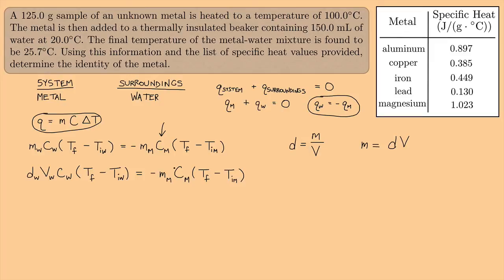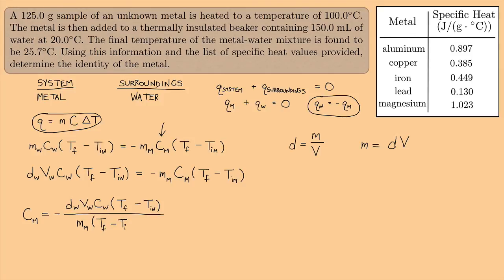So if I want to solve this for the specific heat of the metal, this is pretty easy to solve for. I'm just going to take this other stuff and divide it over to the other side. So I'm going to have a minus sign out front, and then the numerator is just going to be this stuff right here. That's the density of water times the volume of the water times the specific heat of the water times the change in temperature, T final minus T initial for the water. And all of that is going to be divided by the mass of the metal times the change in temperature.